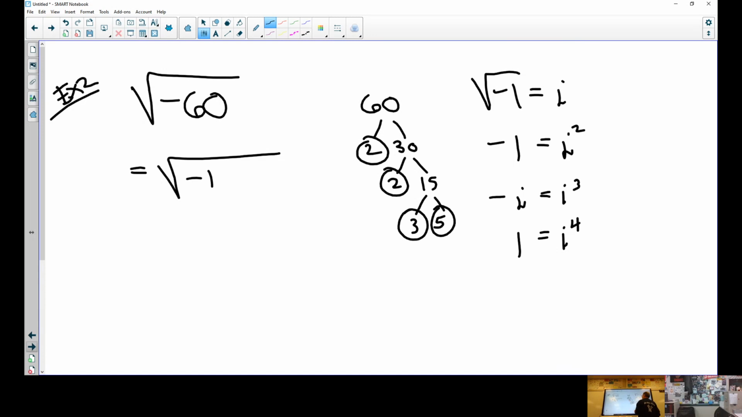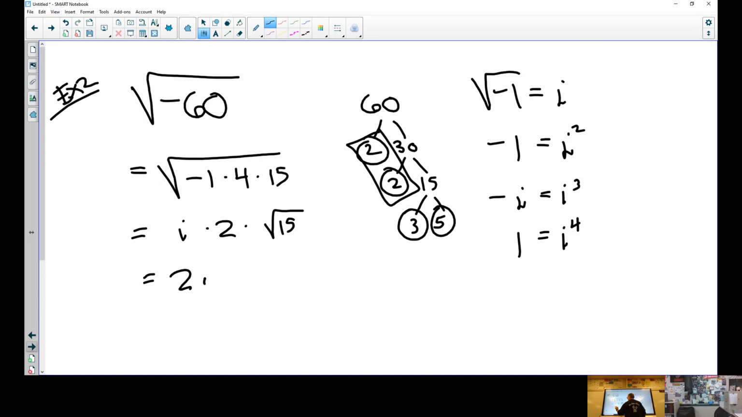That multiplies to 60. I have one pair of them, so I'm going to think of this as 4 times 15. So now looking at this, the square root of negative 1, again, using that same idea, I can take the square root of each one of these. Square root of negative 1 is i, square root of 4 is 2, square root of 15, nothing I can do with that. So putting this in the order that is most common, well, I did not want to write there.